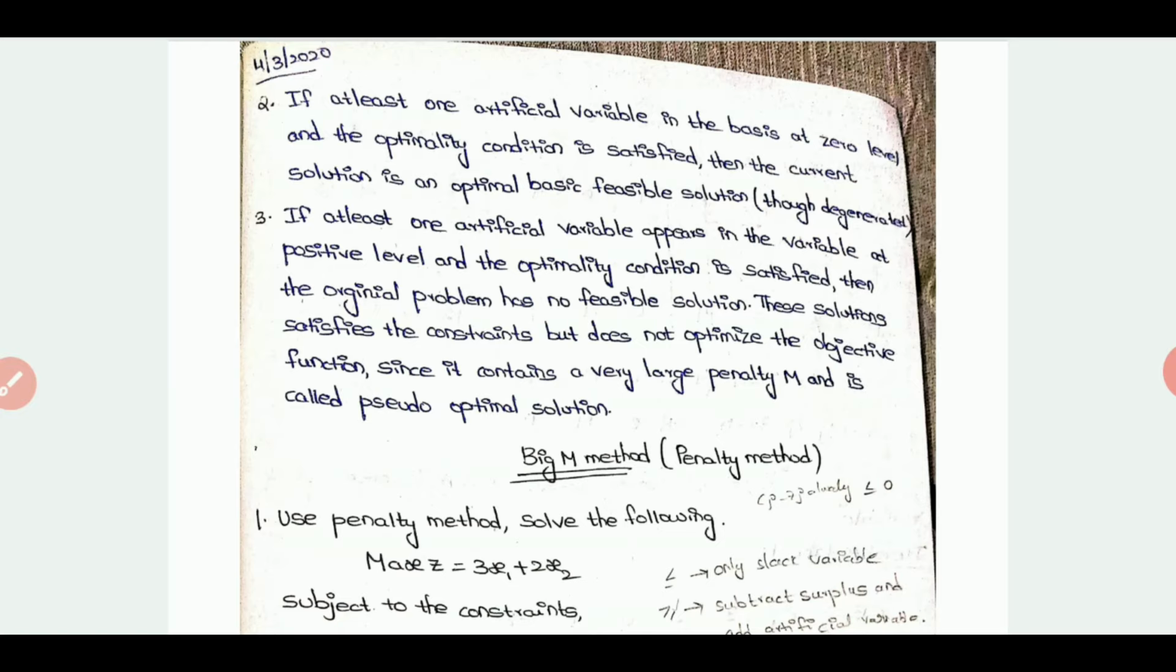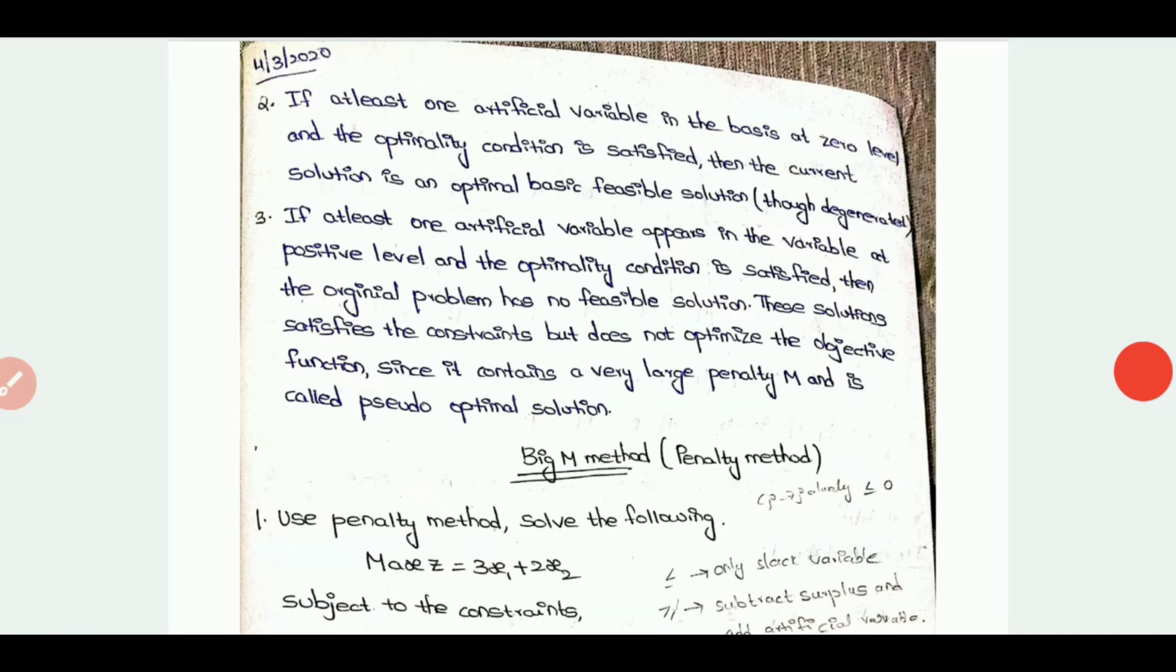The solution satisfies the constraints but does not optimize the objective function since it contains a very large penalty capital M, and is called a pseudo-optimal solution. What does the third condition mean?